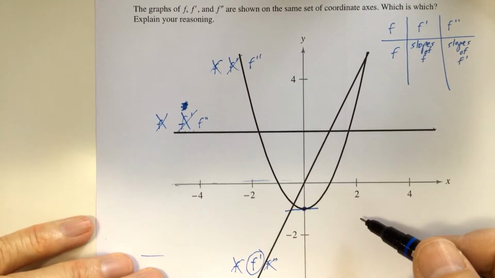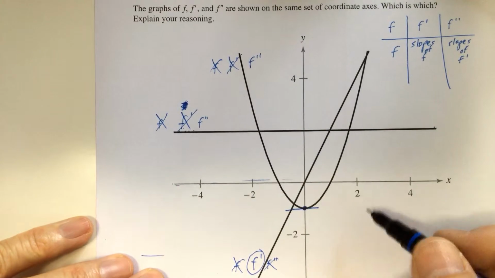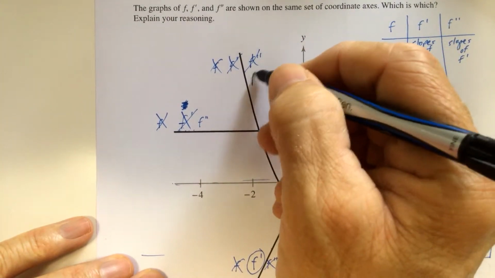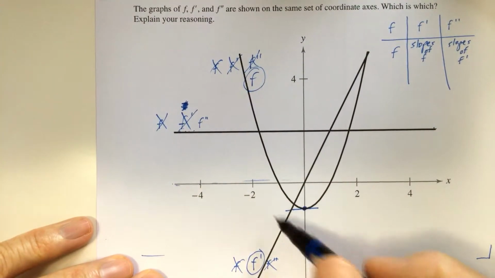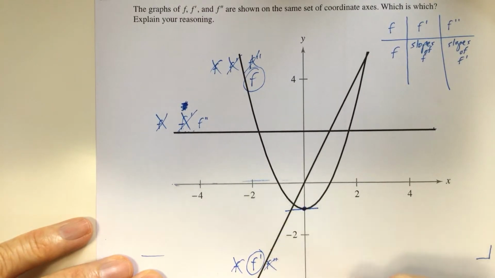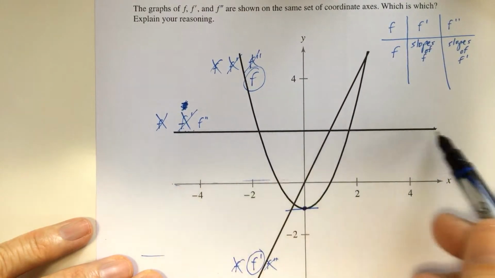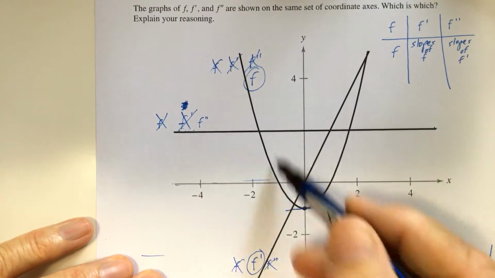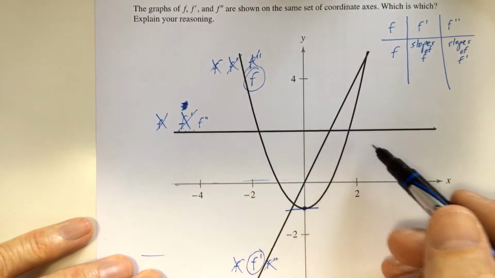That's one way to look at it. Oops, sorry, I messed up. That should be f. So we took care of this diagonal line being f prime, the horizontal line being f double prime, and therefore it leaves f for the parabola.